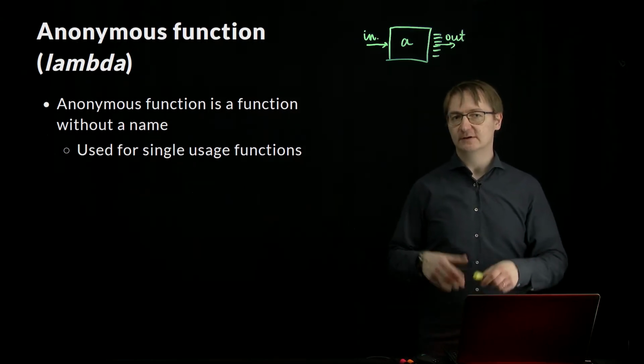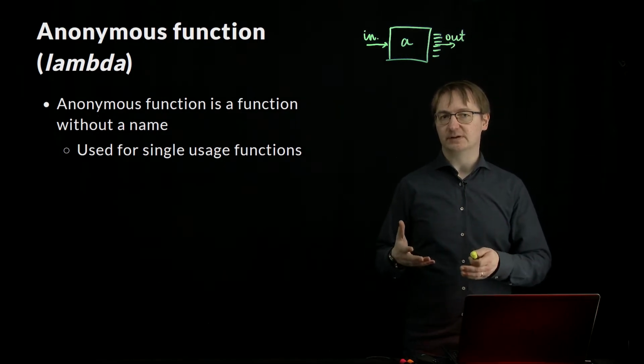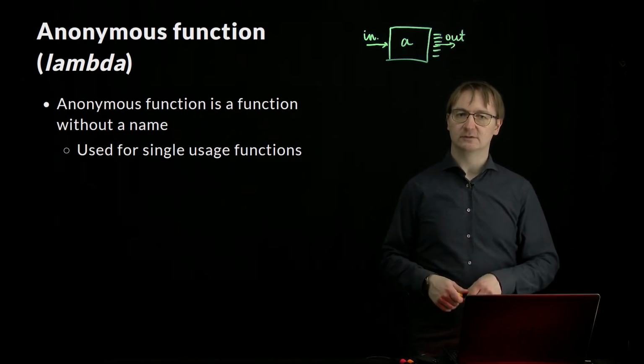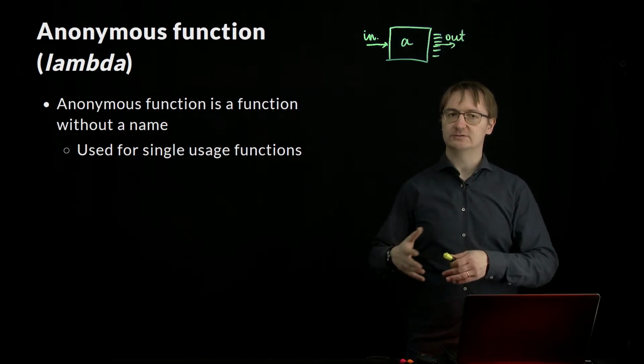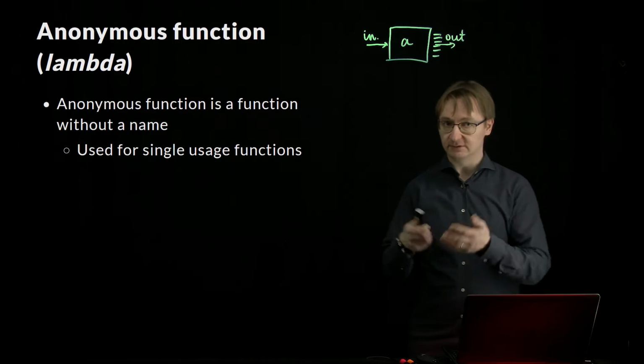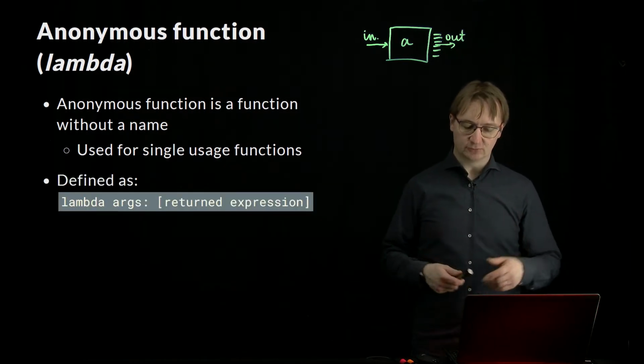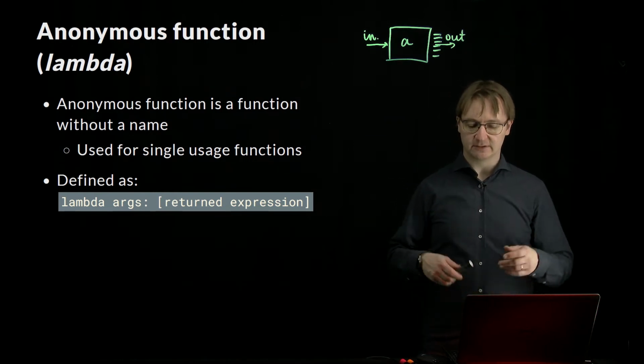So if there's a function I only want to use once, then maybe it would be overkill to think about the name, and also the code for this function would take a lot of space in our program. And how do you define a lambda or anonymous function?